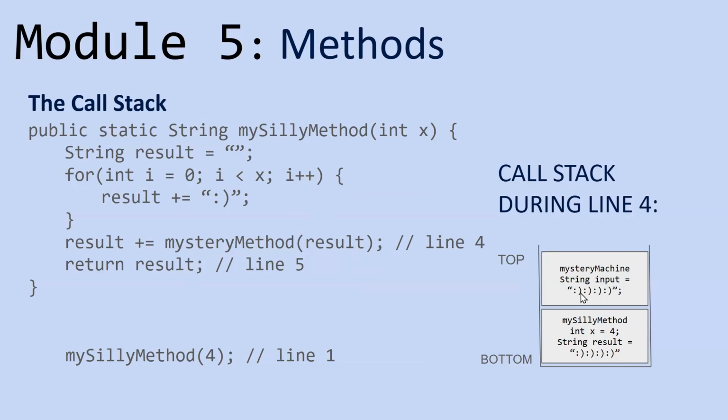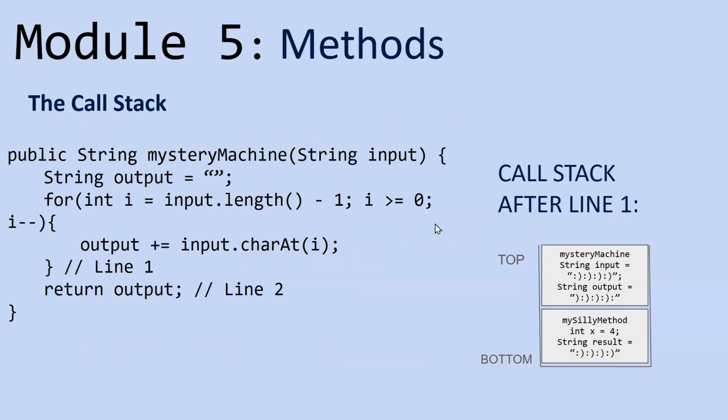Awesome. And then here's just a reminder of what the mysteryMachine code looked like. And so yeah, we have our output, and then we just add the reversed string onto that output and return the reverse string, right? And so now after line 1, which is after the for loop, we have a string output, which is just the reversed smiley faces, right?